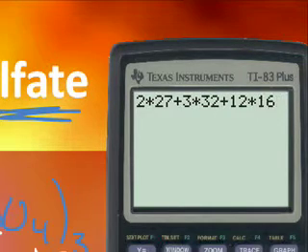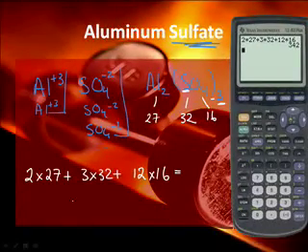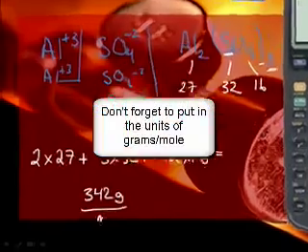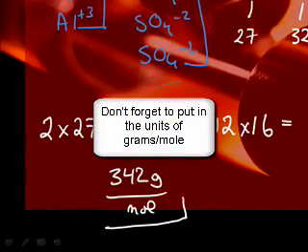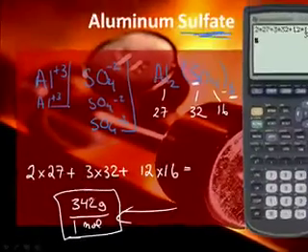I like to do it all in one step, young people, because that helps us figure out the answer, and then you make fewer mistakes, I really believe. And we get the big answer of 342 grams per mole. No naked numbers. Put those units in there. So that's how you find molar mass. It's not terribly difficult, is it?